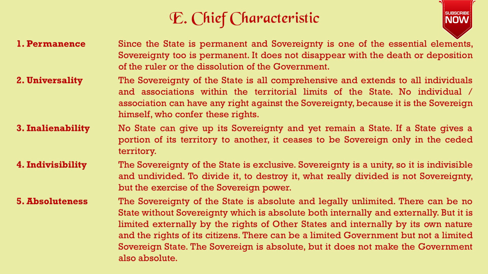Number 5, absoluteness. The sovereignty of the state is absolute and legally unlimited. There can be no state without sovereignty, which is absolute both internally and externally. But it is limited externally by the rights of other states and internally by its own nature and the rights of its citizens. There can be a limited government but not a limited sovereign state. The sovereign is absolute, but it does not make the government also absolute.